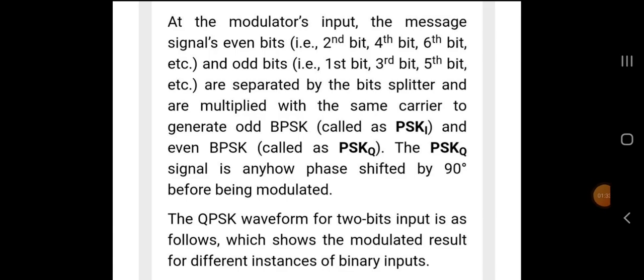Now let's go deep into the block diagram. At the modulator's input, the message signals, even bits, that is second bit, fourth bit, sixth bit, etc., and odd bits, that is first bit, third bit, fifth bit, etc., are separated by the bit splitter and are multiplied with the same carrier to generate odd BPSK called PSKI and even BPSK called PSKQ. The PSKQ signal is phase shifted by 90 degrees before being modulated.